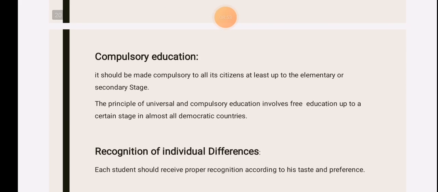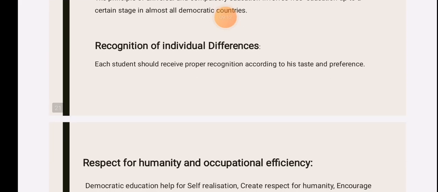Then compulsory education. Compulsory education means it should be made compulsory for all citizens at least up to the elementary or secondary stage. The principle of universal and compulsory education involves free education up to a certain stage in almost all democratic countries. Then recognition of individual difference.